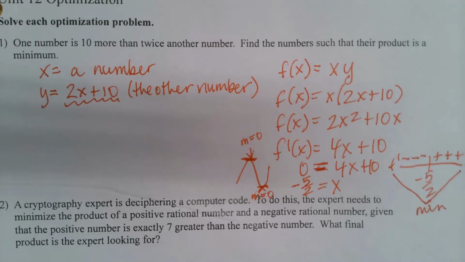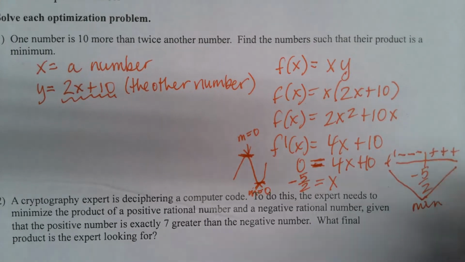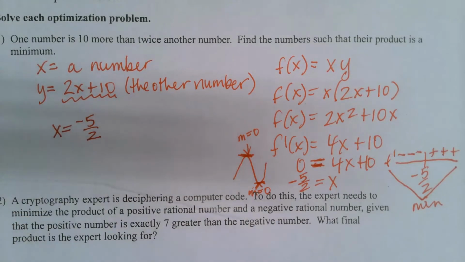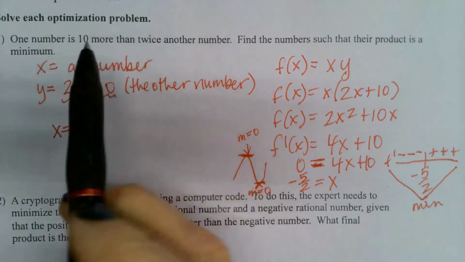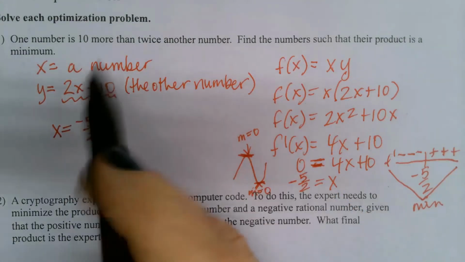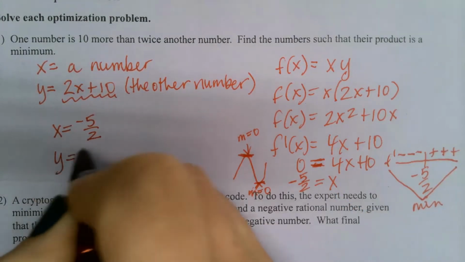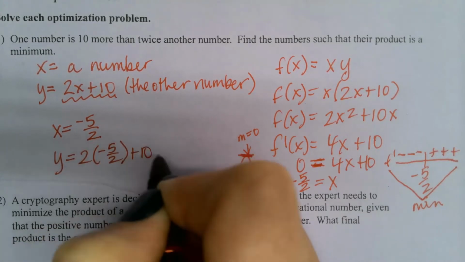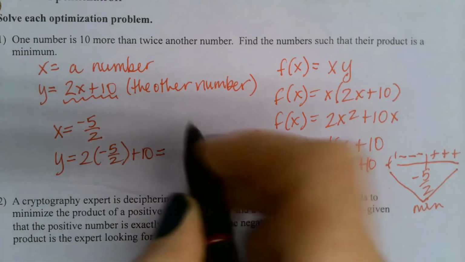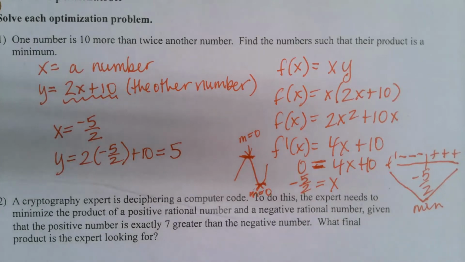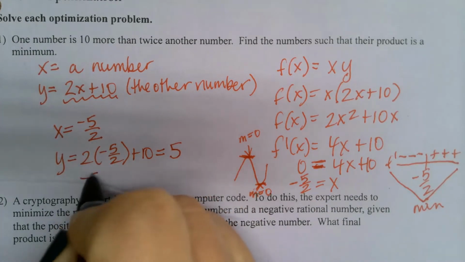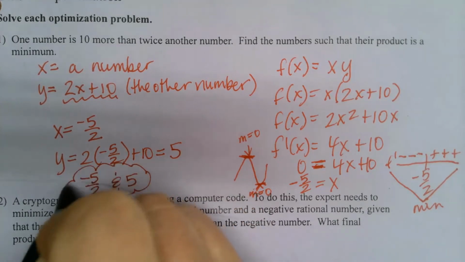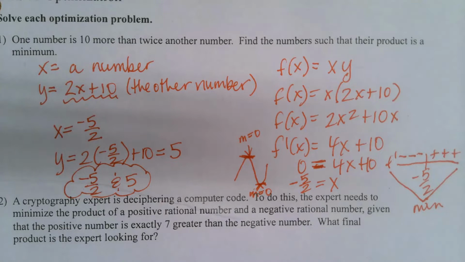Okay, so I found my minimum. My minimum happens when X equals negative 5 halves, but I do need to find the two numbers, so find the numbers such that, so now I need to find Y, and Y is 2 times whatever X is, plus 10, and so that would be 5 when I do the math on that. So my numbers are negative 5 halves and 5. And that would be my final answer for that problem. So now this one was a real general one.